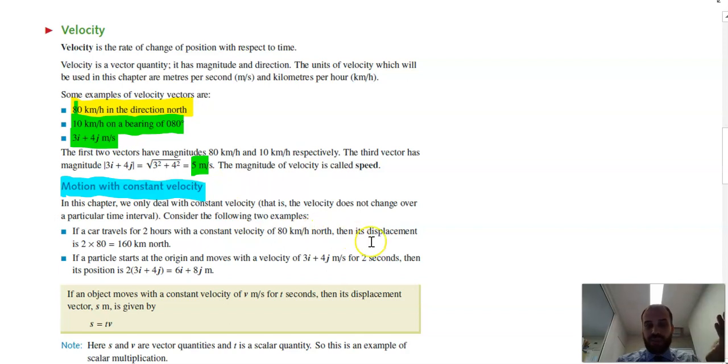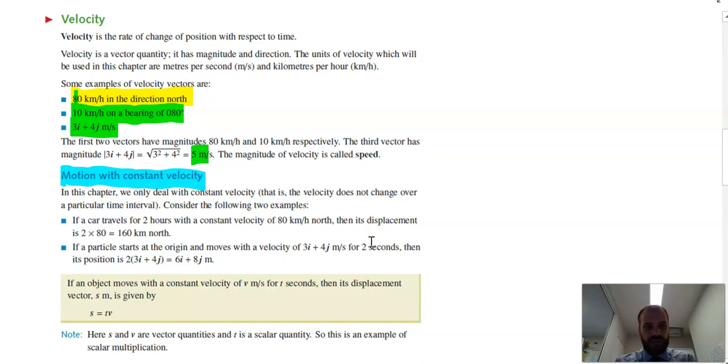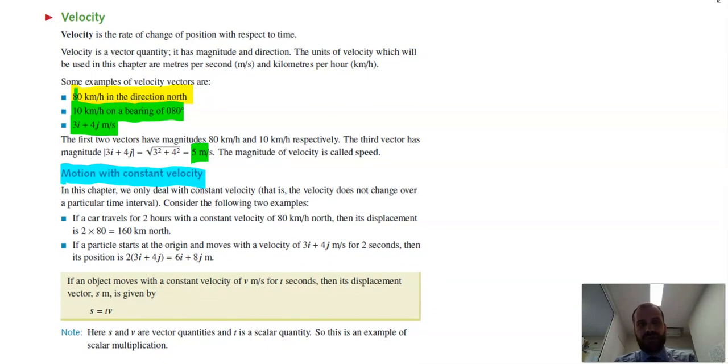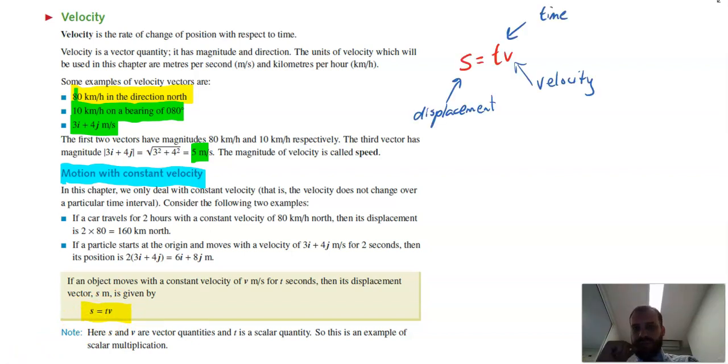Now, a formula for that, which you will be familiar with, you might not have seen it written this way, is S equals TV. Now, just to make sure we understand what all that means, displacement equals time times velocity. Now, don't ask me why S is displacement, but there we go. You've seen that before. Speed equals distance over time.